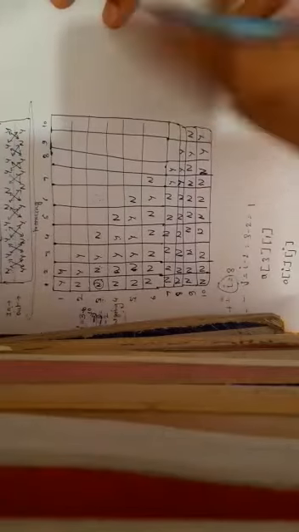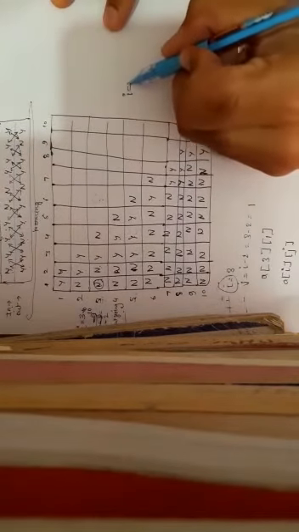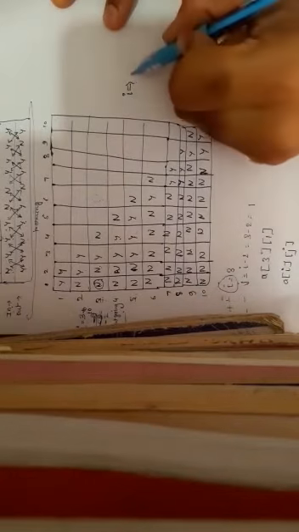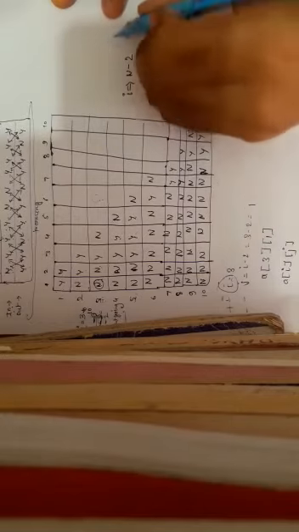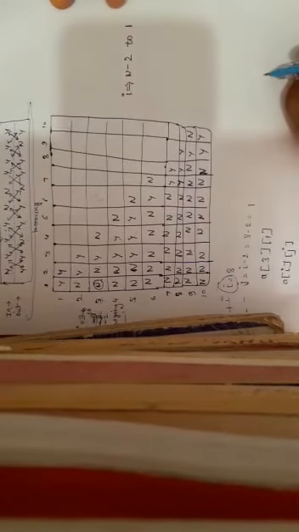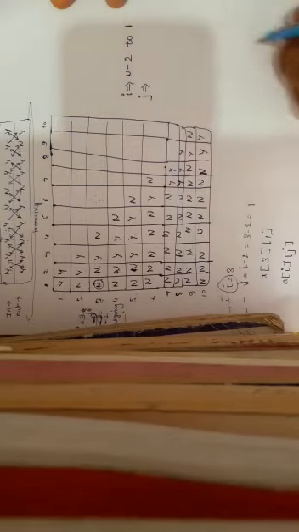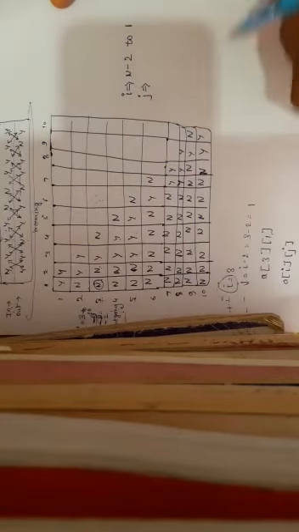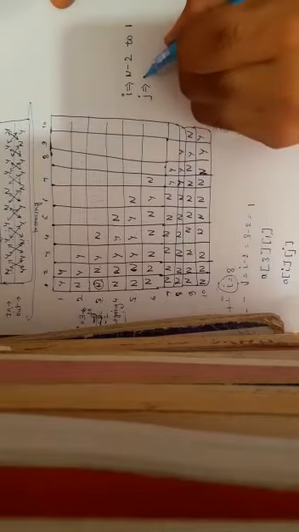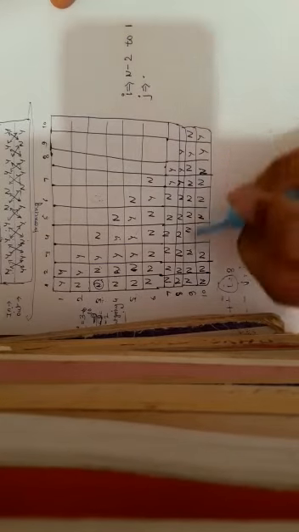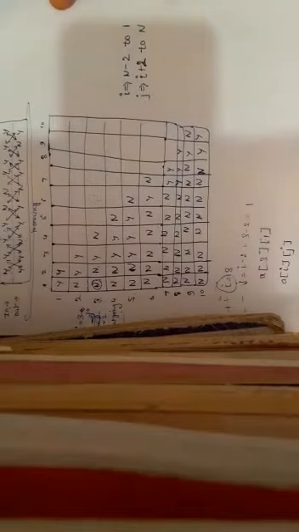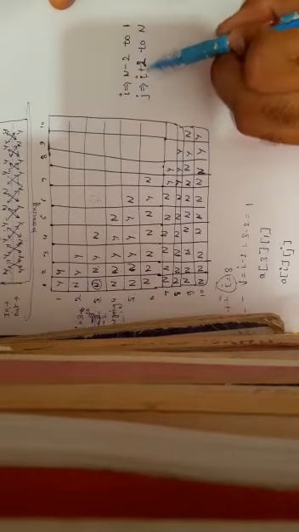Now I have to fill this upper triangle. Okay, for this I will follow the same strategy, but here the i loop will move from n minus 2 to 1, and the j loop will move from i plus 2 to n.